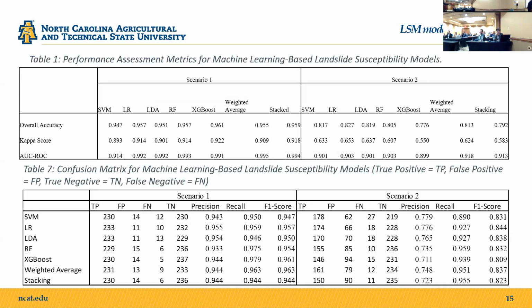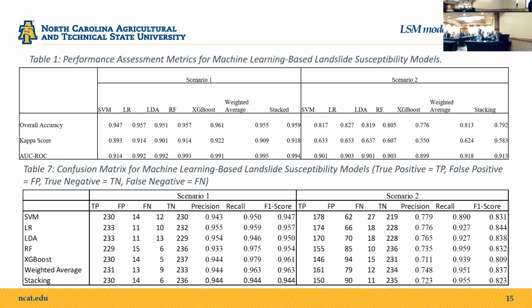So this is the performance assessment metrics. We have the overall accuracy. We have the kappa score. What is the kappa score? The kappa score is between -1 and 1. If it is -1, that means the model is performing so badly. If it is close to 0, that means the model is just making guesses.